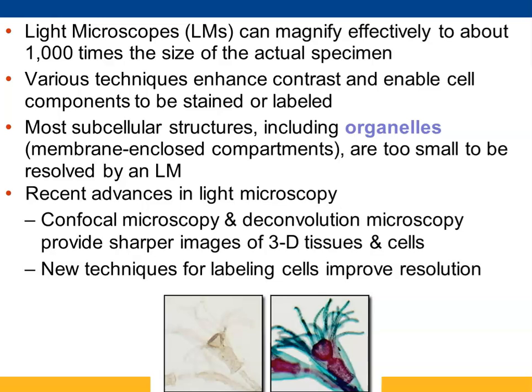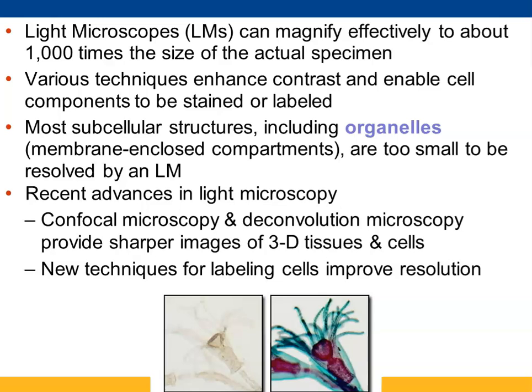The light microscopes typically can magnify up to about 1,000 times the size of the actual specimen. We can stain our slides with the cells that are present to make it easier to visualize them. And most of your subcellular structures, your organelles, aren't going to be as easy to identify using a light microscope. You might be able to see the nucleus, but that might be about it.